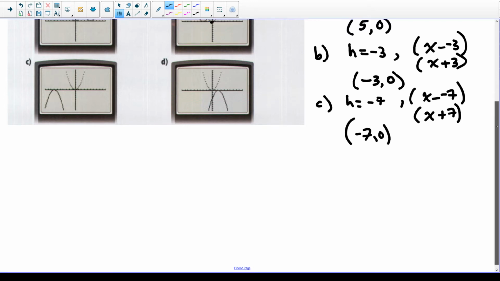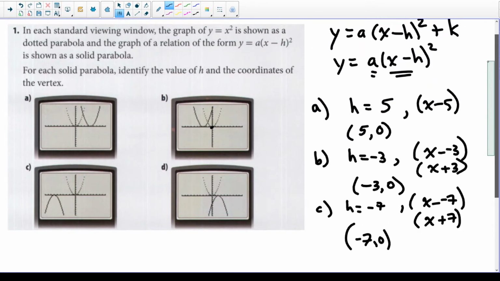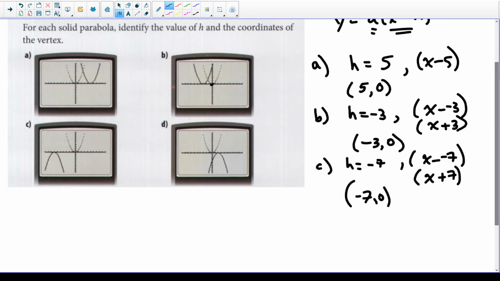Now in this one, I know it doesn't ask for what the a value is, but I do want you to notice that the parabola is upside down, and that means that the a value would be negative. We don't know what the number is. We'd have to do some calculations for that, which we can't because this is not an accurate enough representation, but we do know that the a value is going to be negative. Same thing for d. We know the a value is going to be negative.